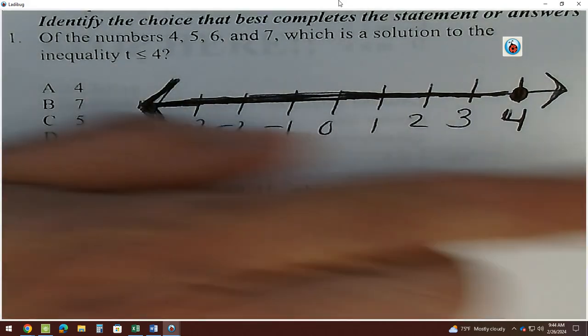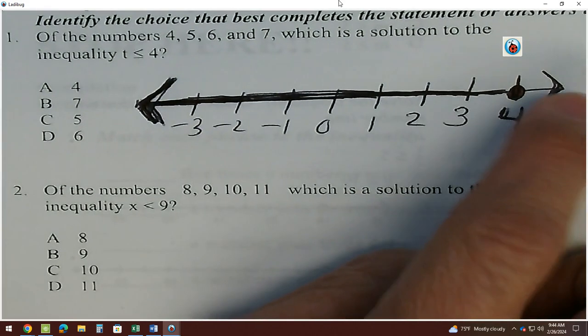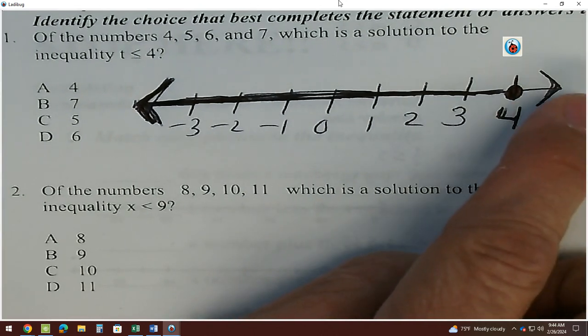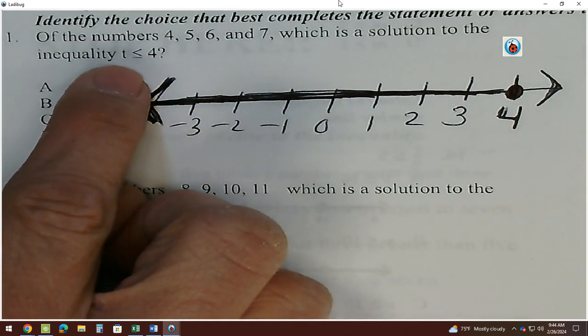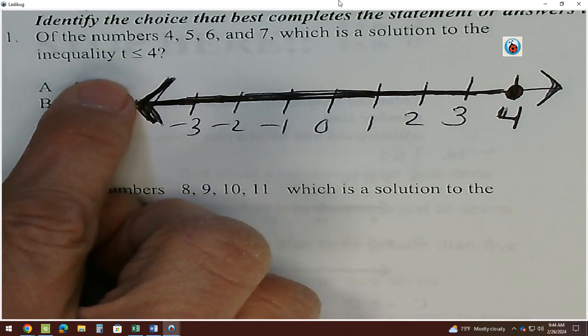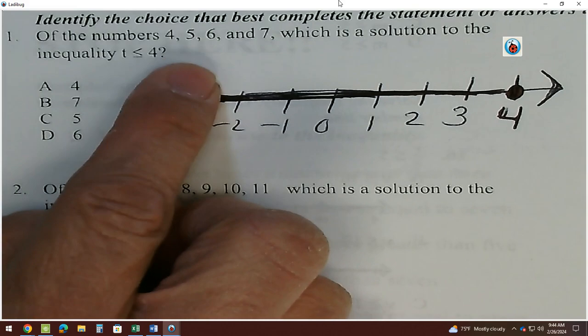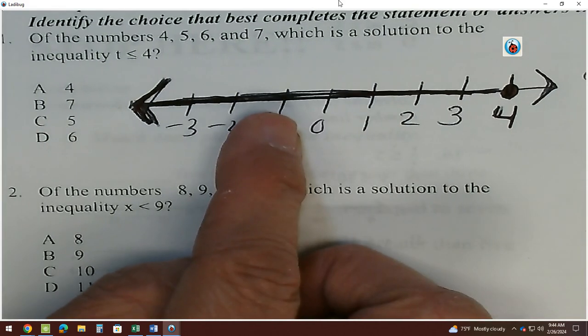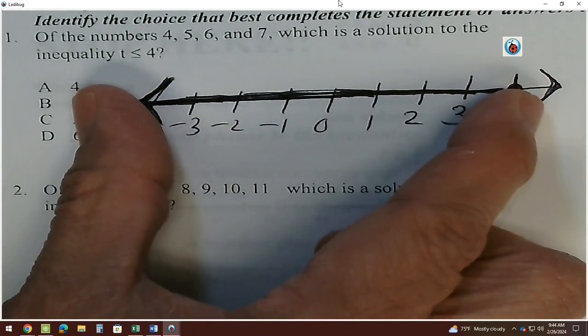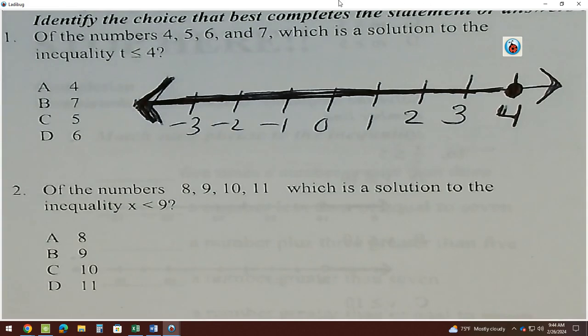Okay? Now if I shade it the other way, who would be the first one on the other way? 5. Let's test 5 to see why we didn't shade the other way. Is 5 less than 4? No. Is 5 equal to 4? No. So is our graph correct? Yes.